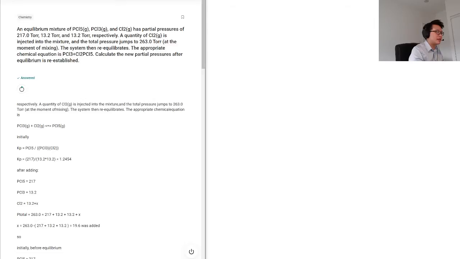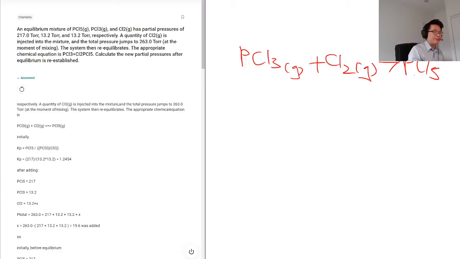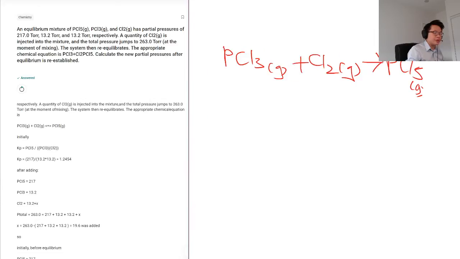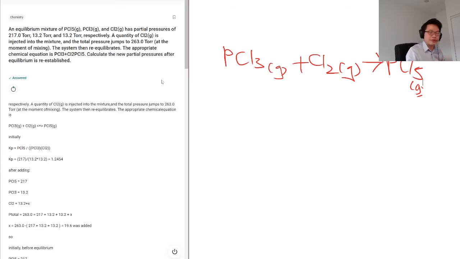I'm going to copy and paste that. We have PCl3 gas mixed with chlorine gas, and then it forms PCl5. I'm going to put a gas label over here. We're going to calculate the new partial pressures after equilibrium is established. Maybe I'll move it a little bit so we have more space on the right of my screen.